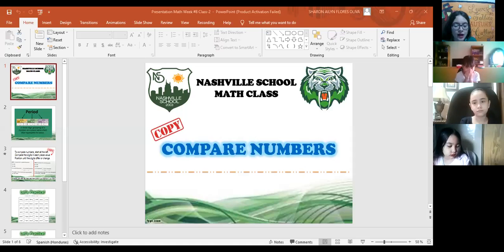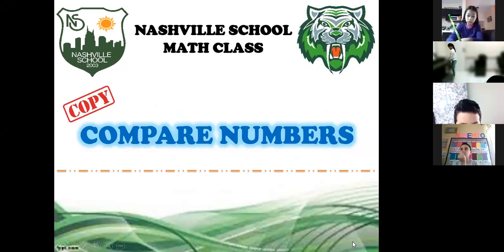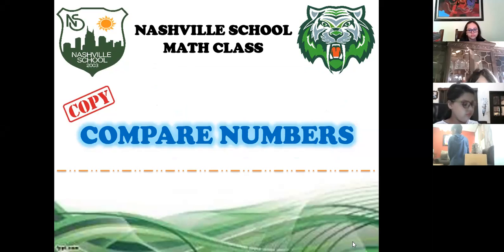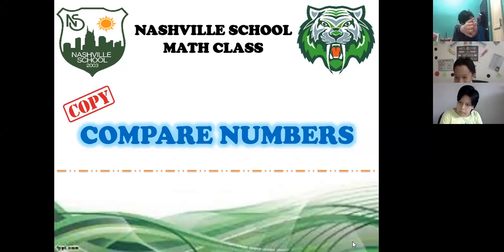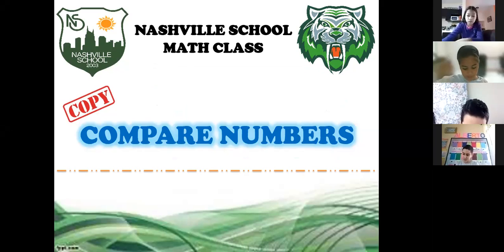Yesterday, if you remember, we reviewed how to read and write numbers, that we have 3 ways to read and write numbers. You remember that we talked about word form, standard form, expanded form. Today we're going to talk about comparing numbers, according to their amount. So write this topic in your notebook.